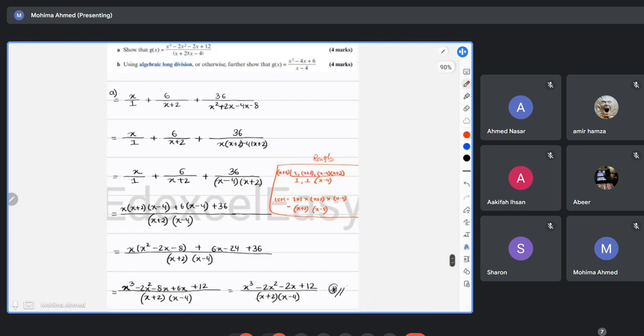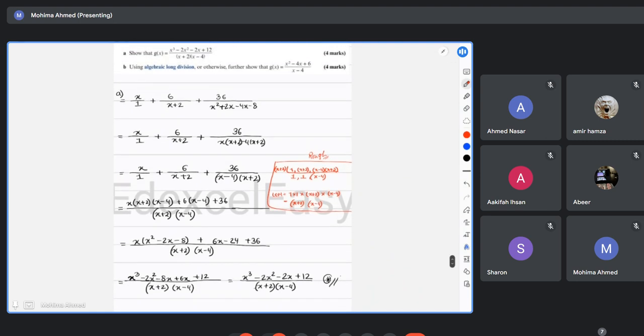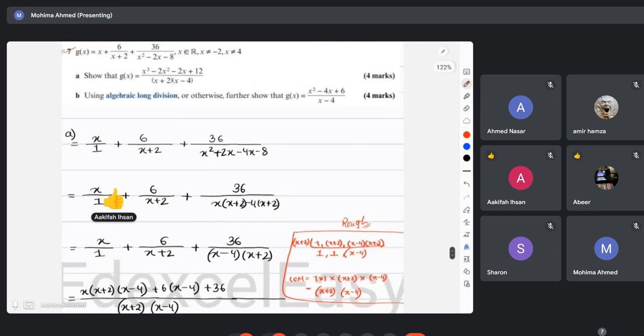Are there any questions from this part? This was just the working for part 7a, by the way. We are still yet to do 7b. But any questions from 7a? No, miss. Okay, then let's move on to 7b.